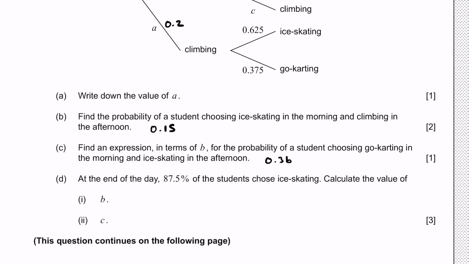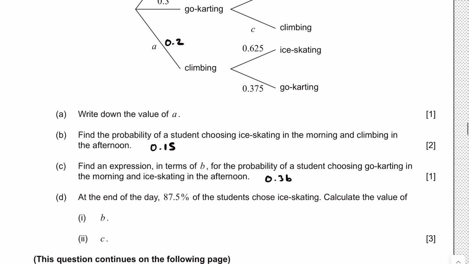Part D. At the end of the day, 87.5% of the students choose ice skating. Calculate the value of B and C. Okay. Nice kind of question. So 87.5% of the students choose ice skating. They give us some kind of hint, asking us to form an expression. And essentially what we want to do is add up the total number of events that correspond to someone taking ice skating. And we know that all of that in the end should equal 87.5%.